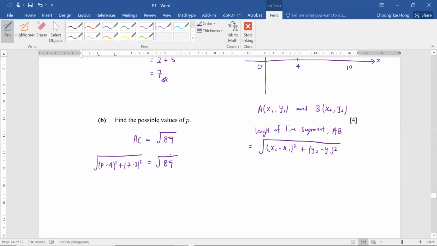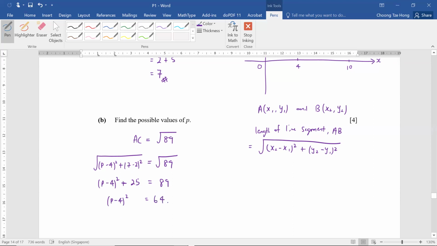At this point, we can just remove the square root from both sides. So we will just get this. 7 minus 2 is 5, 5 square. Let's simplify it to 25. Then we will bring the 25 over. This one you don't actually need to expand out. You can just bring the 25 over. 89 minus 25 will give us 64.